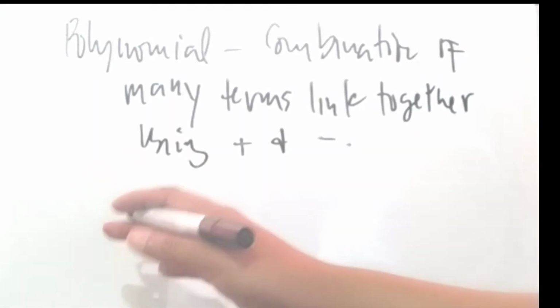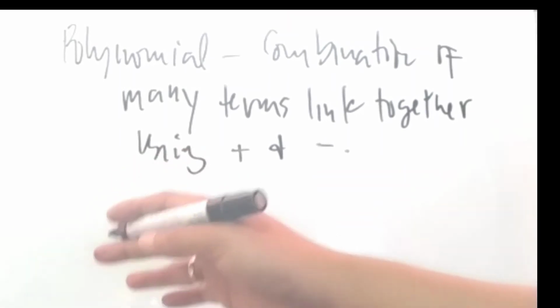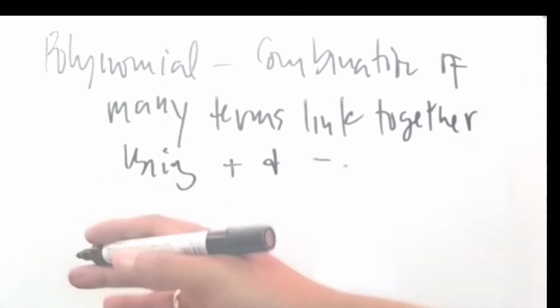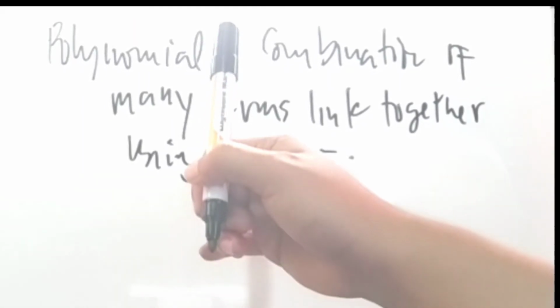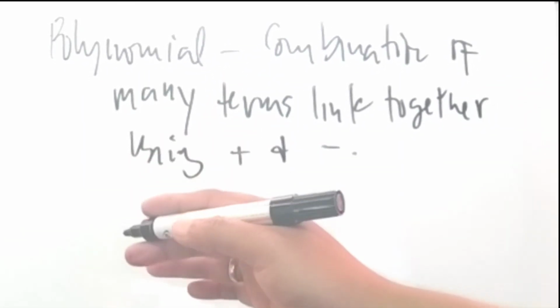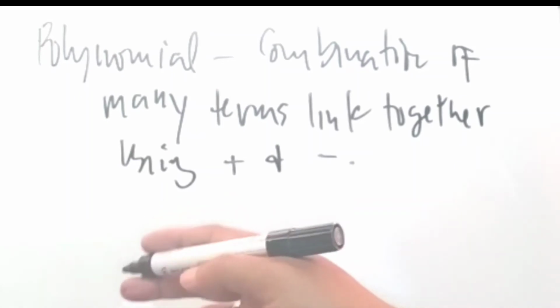Beyond three terms, we call it a polynomial. It means many terms. In fact, it is common to simply use the term polynomial even when there are two or three terms. Okay, that's the basic idea of polynomials.